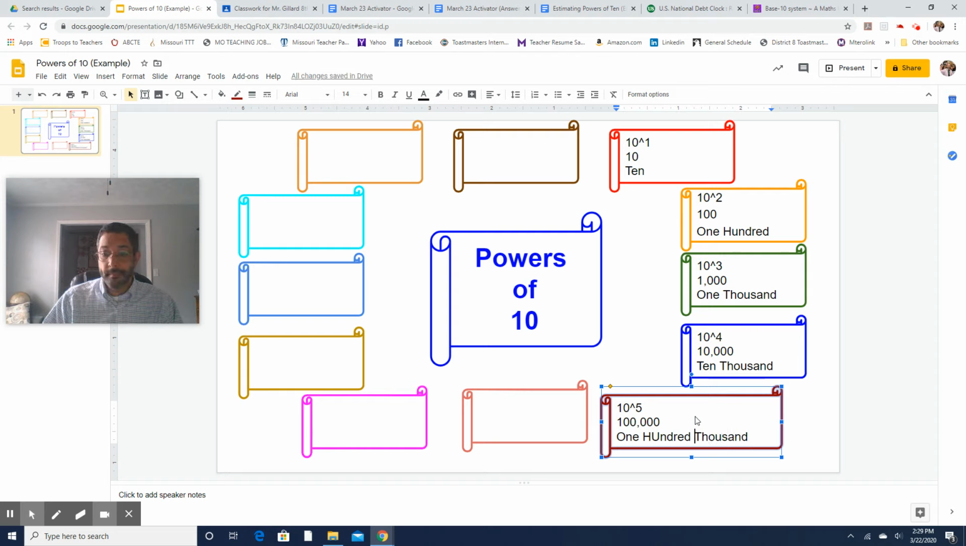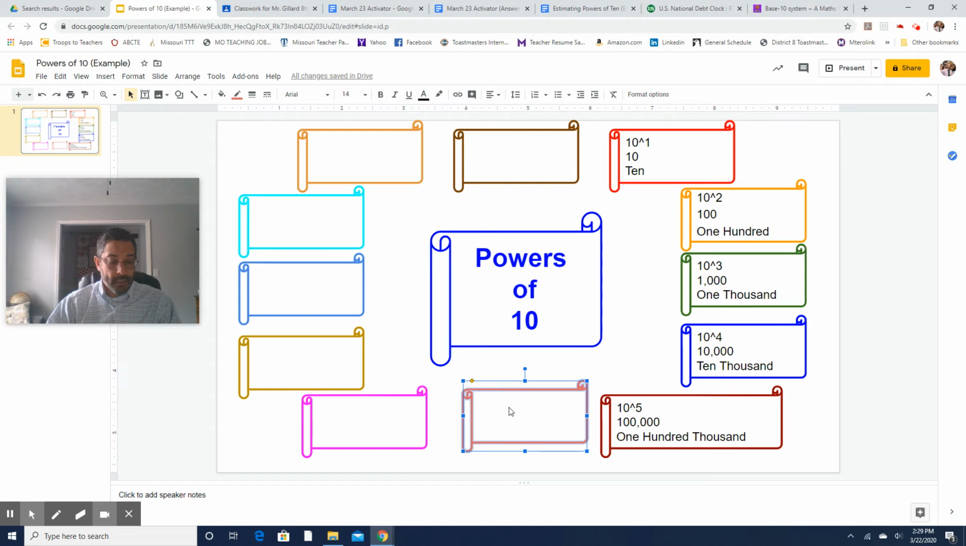Okay? So far, this is how your graphic organizer ought to look. Okay? And if I'm going too fast for you, you can pause the video at any time and resume it. So here I've got 10 raised to the sixth power, which is going to be 1 million, or a 1 with 6 zeros after it.